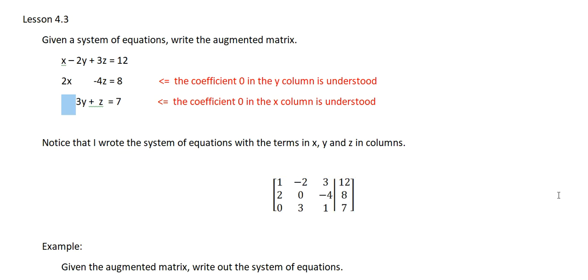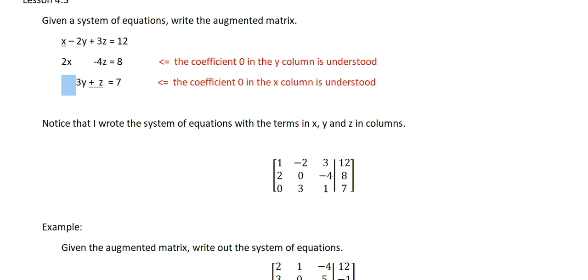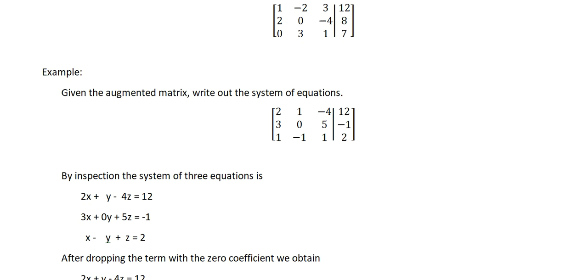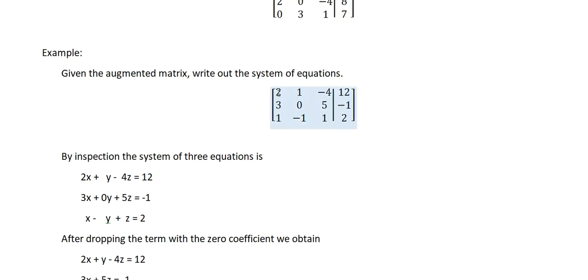And of course, we can go the other direction as well. Given the augmented matrix, we can write out the system of equations. Here's an example. Here's our augmented matrix, slightly different. And we're going to go ahead and write out the equations. Okay, so remember, this is the x column, y, and z. So for our first one, we're going to have 2x plus y minus 4z equals 12. And there we have our first equation.